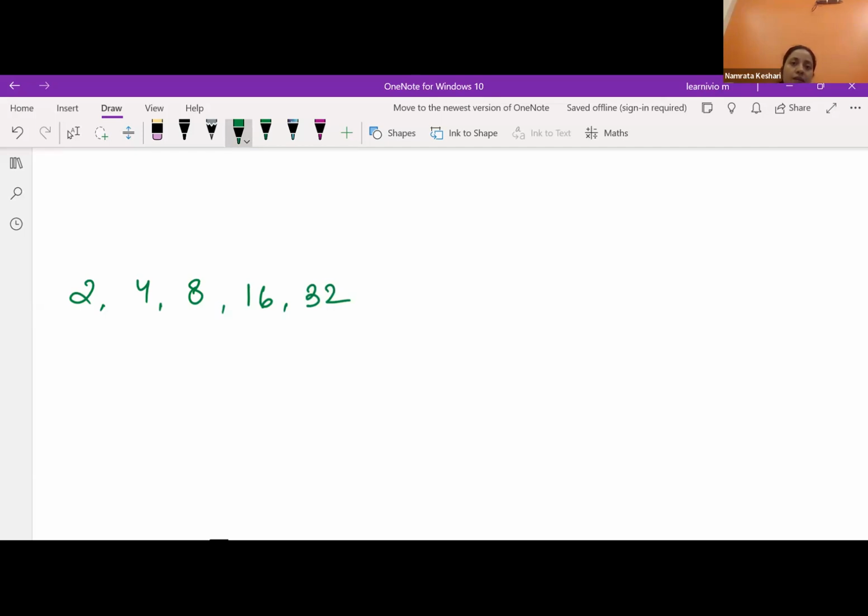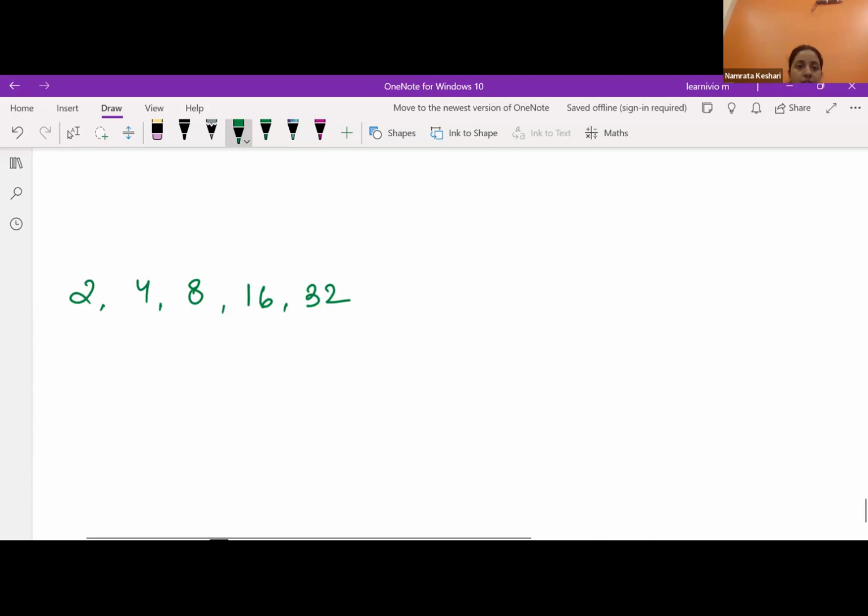Is it in AP? It's not in AP. Okay, it's not in AP. Yes, it is in GP. GP means the ratio will be the same. Just now we checked, the common ratio will be there, and if the ratio is the same, then there comes a term common ratio, and then we declare, yes, it's in GP.